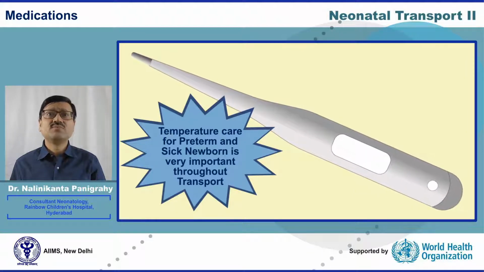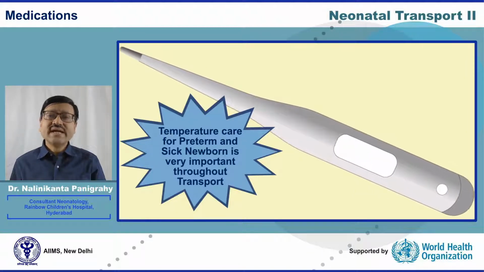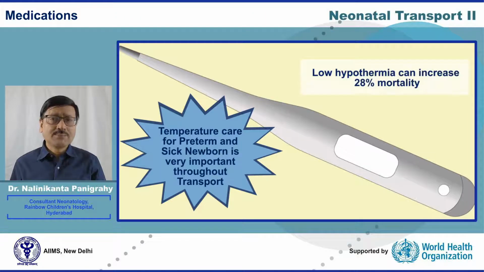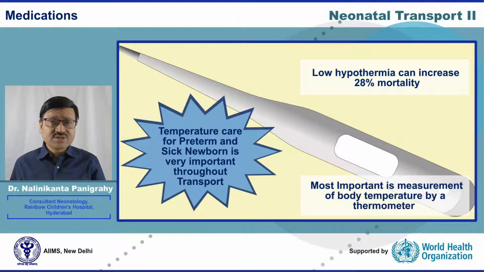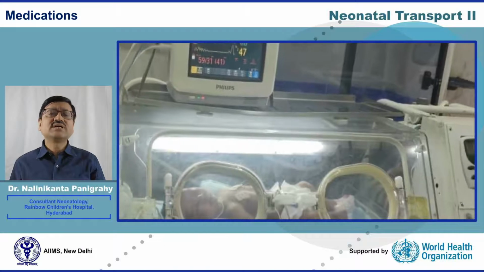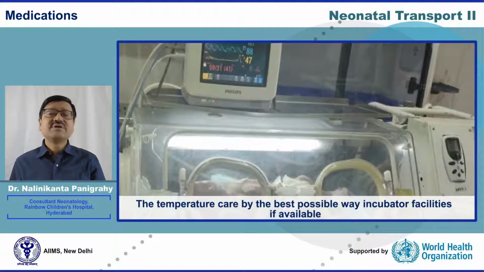babies and VLBW babies, very low birth weight babies, because each degree of temperature drop, hypothermia, can increase mortality by 28%, as we know in very low birth weight babies. So it's very, very important to monitor the temperature by a thermometer during our transport, and achieve the temperature care by the best possible way.